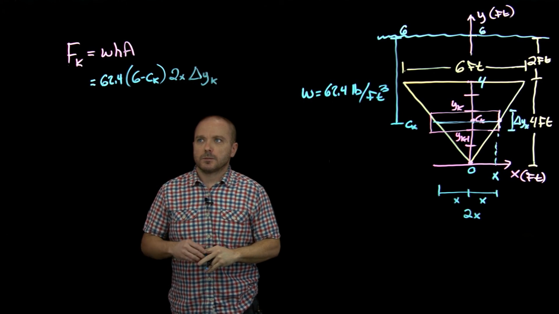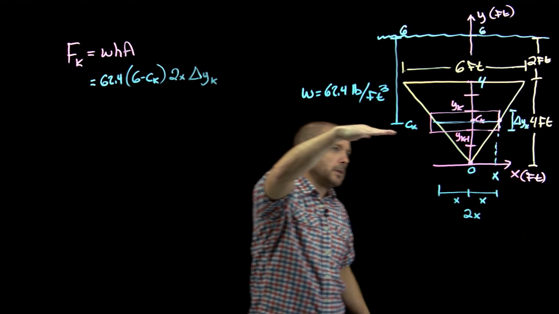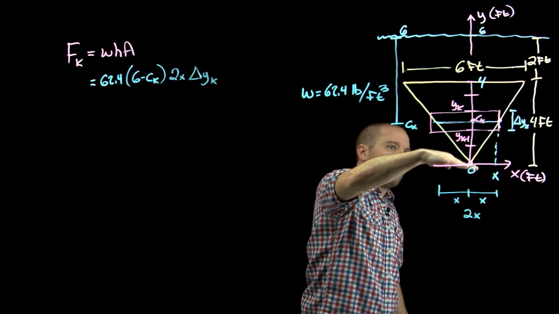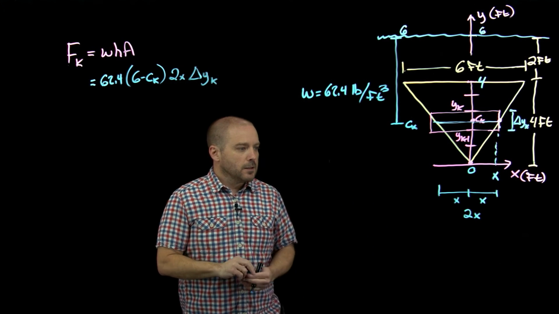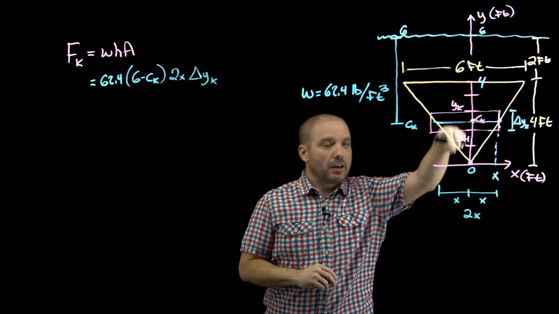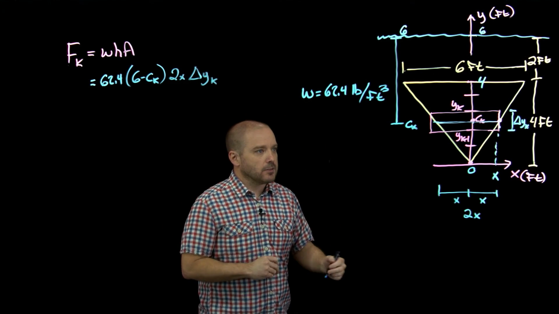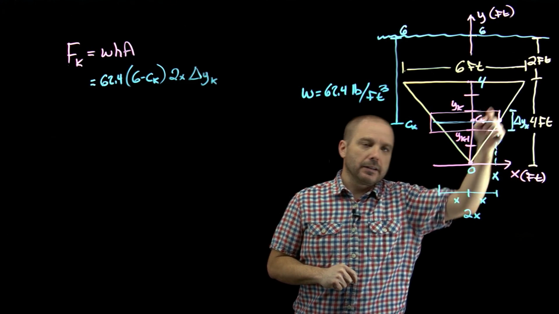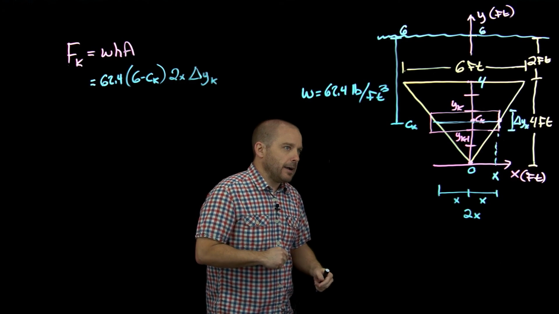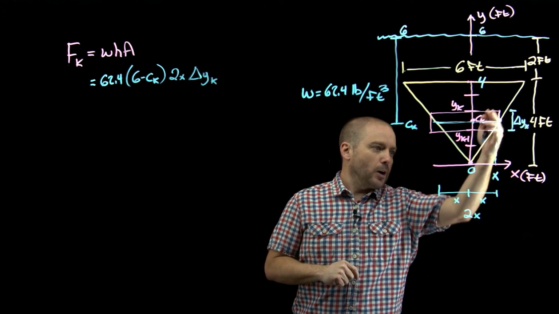But we're setting up an integral here with respect to y, right? We're going to sum these rectangles at various heights. So I want this x in terms of that variable of integration. And that's where this curve comes in here, this line determining that triangle. There's a relationship between x and y here.